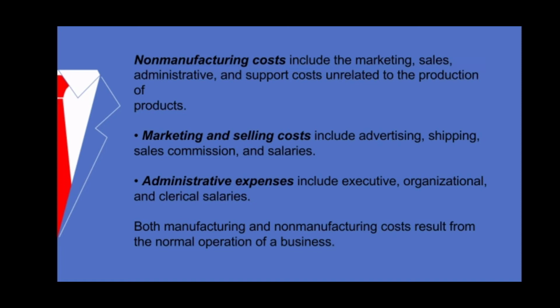Next is administrative expenses. These include executive, organizational, and clerical salaries. Typical items listed as general and administrative expenses include rent, utilities, insurance, executives' wages, and benefits. Administrative expenses appear below cost of goods sold and may be shown as an aggregate with other expenses such as general or selling expenses. Both manufacturing and non-manufacturing costs result from the normal operation of a business.